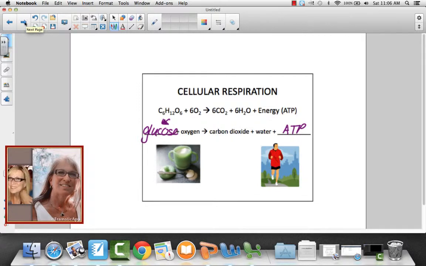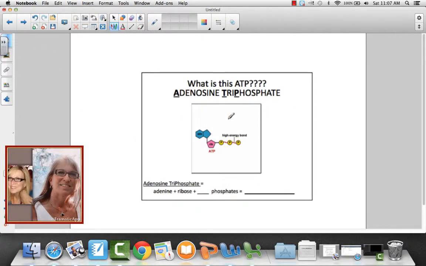adenosine triphosphate. So what is ATP? Well, I just told you it's adenosine triphosphate. It's made up of an adenine group, which I'm going to label A, and a ribose, which is the pink, and 3 phosphates, which I will label C. And that equals energy.